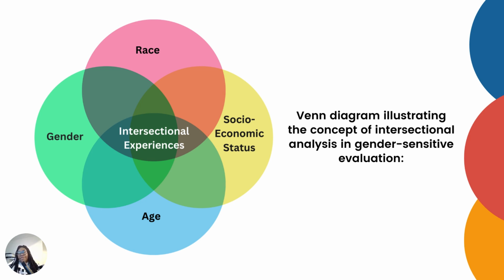The center of the diagram, where all four circles intersect, is labeled intersectional experiences. This area symbolizes the complex interplay of all four factors, highlighting that individuals often experience a combination of these factors simultaneously, which can significantly influence their opportunities, their experiences, and of course, their challenges.